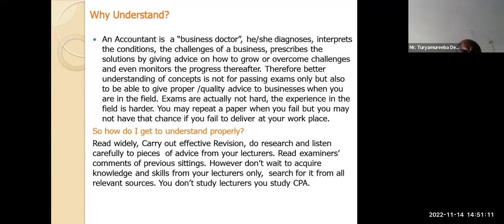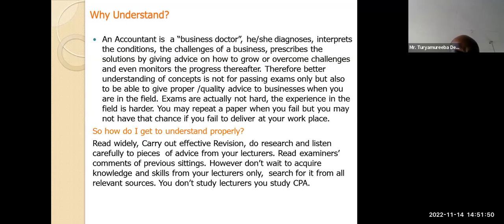Dear students, I want to ask you to understand the concepts that have been the challenge. And why do you need to understand? An accountant is a business doctor. He or she diagnoses and interprets the conditions and challenges of business, prescribes the solutions by giving advice on how to grow or overcome challenges, and even monitors the progress thereafter. Therefore, better understanding of concepts is not for passing exams only, but also to be able to give proper and quality advice to businesses when you are in the field.